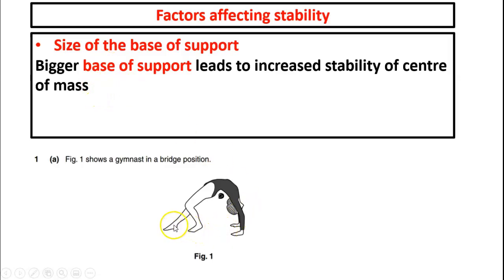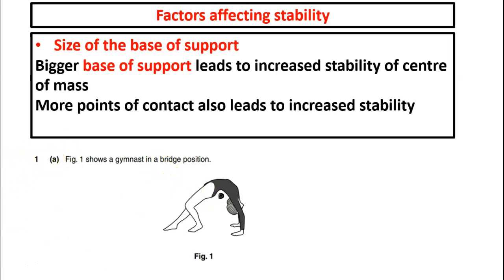So in this case the base of support is big, so you've got a kind of a rectangle there, not the best rectangle in the world, but it goes to here, to here, to here, to there, all the way around. You can see that now. That is a wide base of support, or a bigger, greater base of support, which leads to increased stability of the centre of mass. So it makes that more stable.